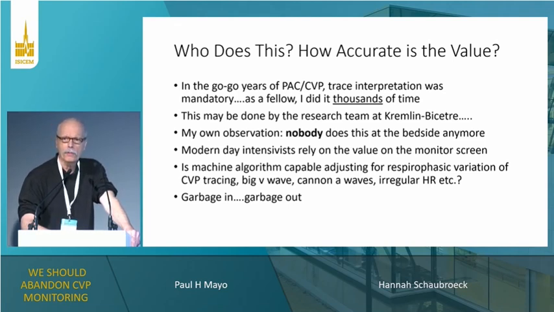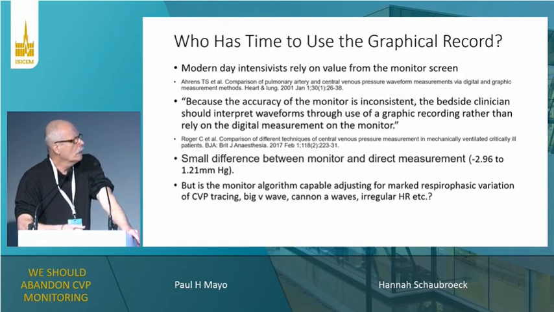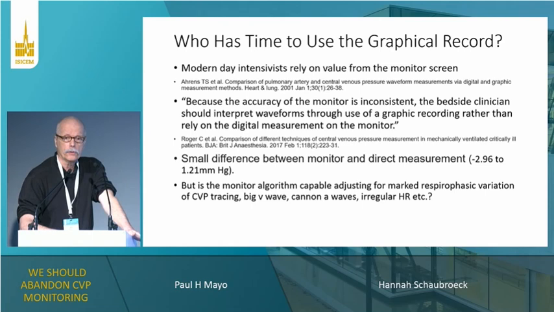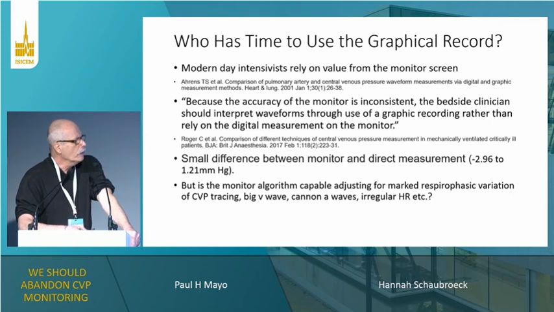They rely on the monitor screen output. Really, can that machine algorithm deal with these measurements? Well, that's been examined a long time ago, and they say no, you had better look at the graphic recording. Now, I agree there's some more recent literature saying that the monitor is not too bad. I doubt that literature. I want to see the types of patients they were studying, okay? I believe the Ahrens paper, that you have to do this manually, that a machine cannot do it for you.